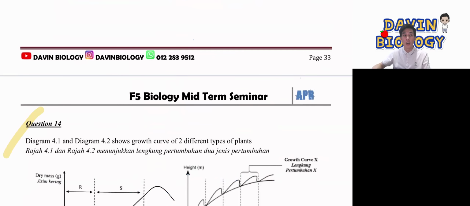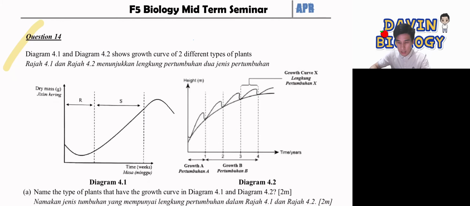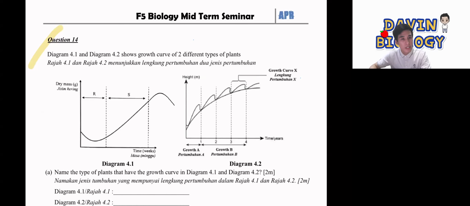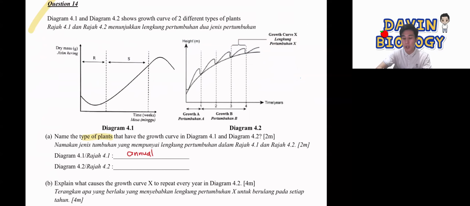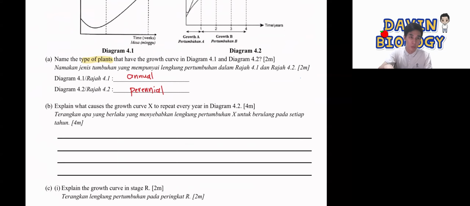Page 34. Question 14. Name the type of plants that have the growth curve in 4.1 and 4.2. So they ask you to name type, based on the growth curve, one sigmoid, many sigmoid. So it's just annual, biennial, sorry, perennial plants. They are easy. If they ask example, then only you say corn, rice, all those. If you just type annual, perennial, will do.